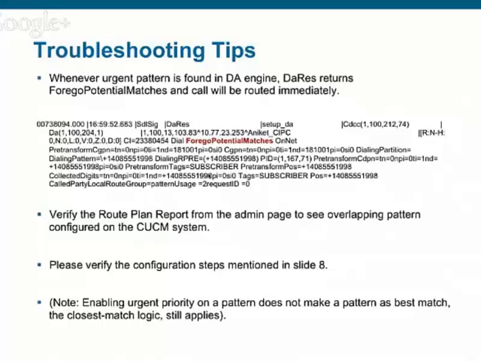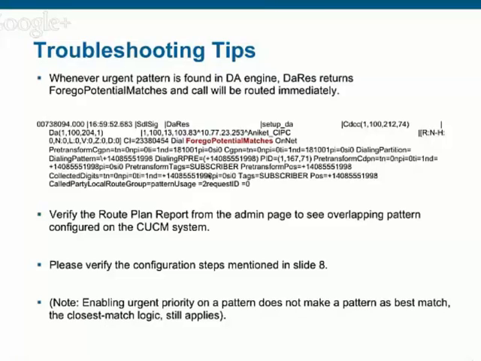So in CUCM 10.x, we have this special word that gets printed in the trace logs, which is "forego potential matches", which basically means that it skipped all potential matches because it matched a pattern which had urgent priority checked.